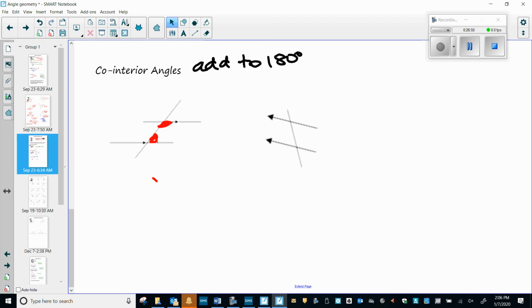Okay? Alright, so they would be co-interior angles, and these would also be co-interior angles. Okay? But they add to 180. They are not equal to each other. Yes? So we get the gist of it? Mm-hmm. What if angles are adjacent to each other? Then that would be angles on straight lines. Oh yeah. Yes?